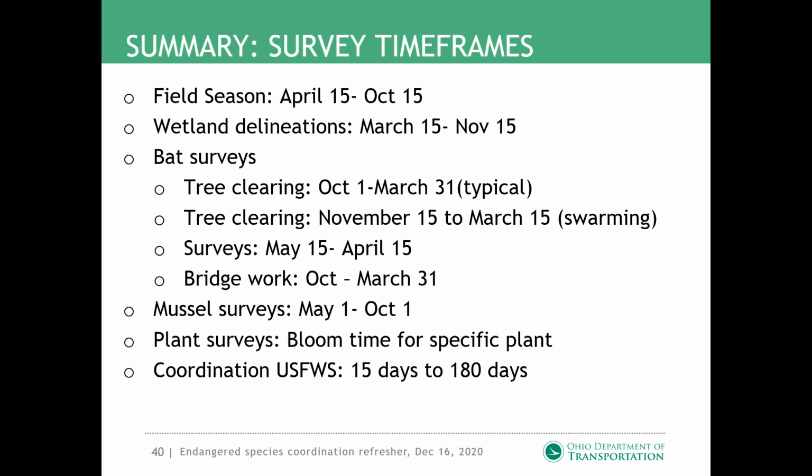And here's just a slide of all the time frames that we talked about today. Again, your field season's typically April 15th through October 15th. Your wetland delineations should usually fall within them, but they allow an extra month on both ends. We should be clearing trees October 1st through March 31st. If we fall within a swarming buffer, then we clear trees between November 15th to March 15th.